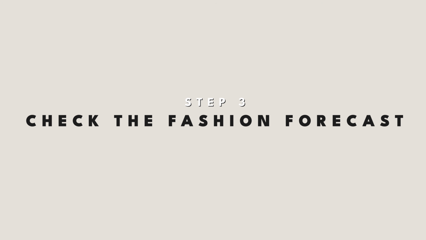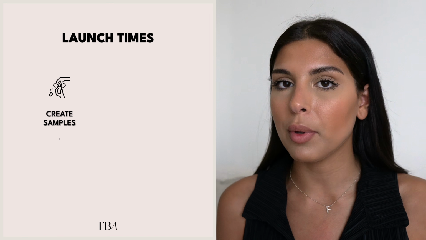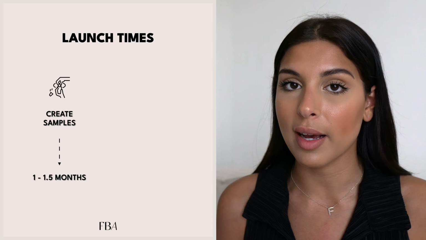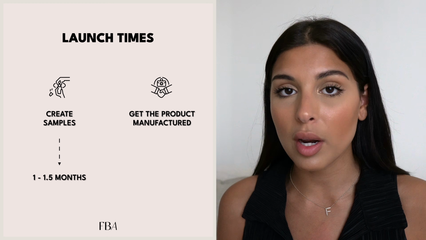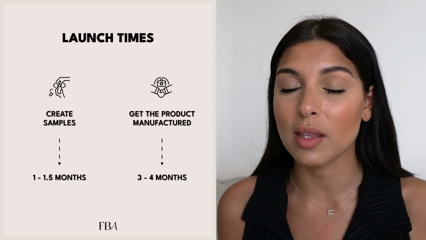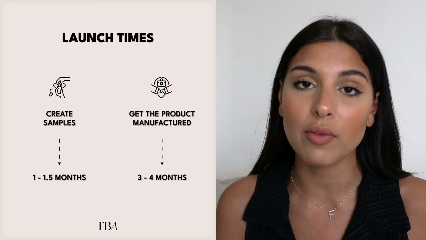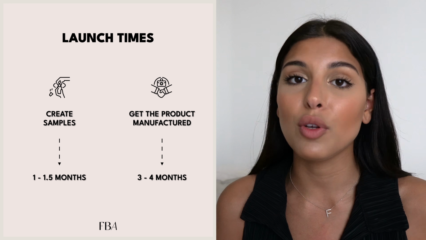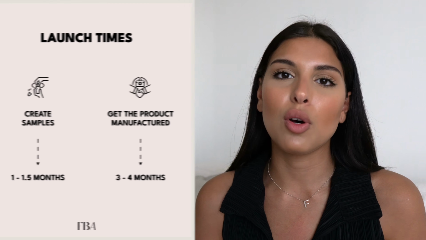Now, something that I really like to look up is the fashion forecast for the coming season. You have to keep in mind that for you to create your sample, it usually takes around a month or a month and a half. And then for you to get your product manufactured and ready to go, it's maybe gonna take 3 to 4 months. So from the time that you place your inventory order, it takes around 3 to 4 months for you to actually be able to launch your product. So you cannot be planning for the summer season while you're in it. You need to be planning for the winter season while you're in the summer season. So try to do it 1 or 2 seasons ahead.